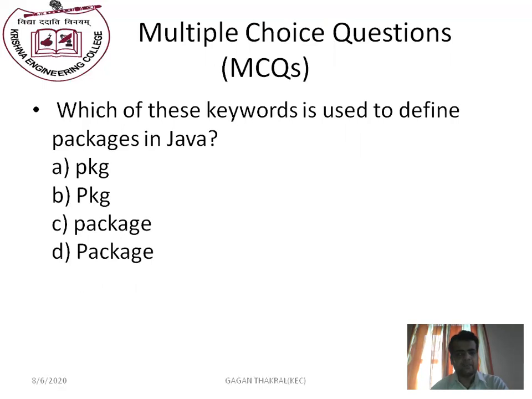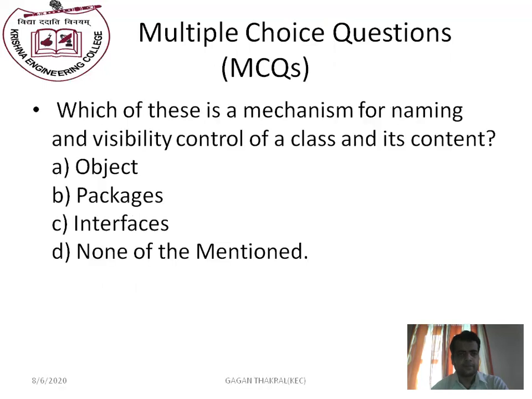Next question is, which of these keywords is used to define a package in Java? To define a package in Java, we use the package keyword, and keywords in Java always start with small letters. So the answer is option C, package. Which of these is a mechanism for naming and visibility control of a class and its content? Objects, packages, interfaces, none of the mentioned. The answer is packages. Answer B.